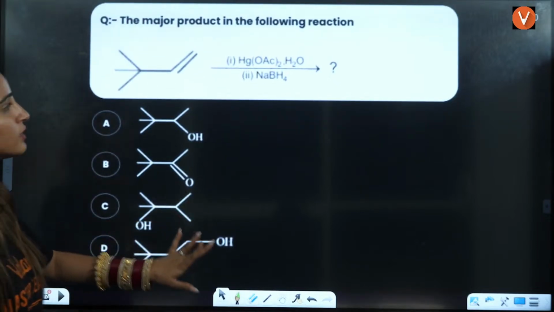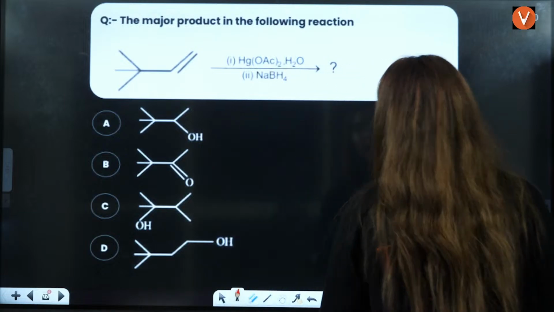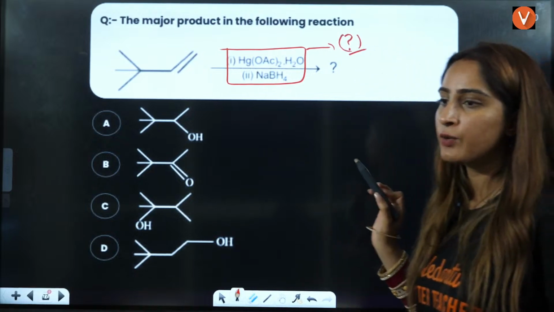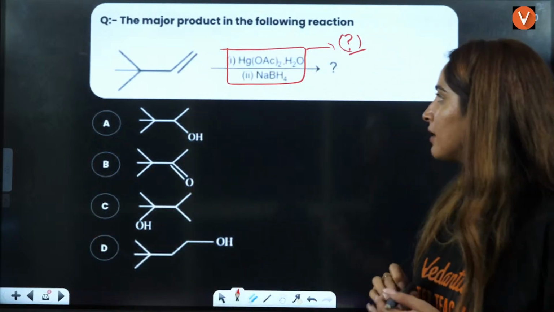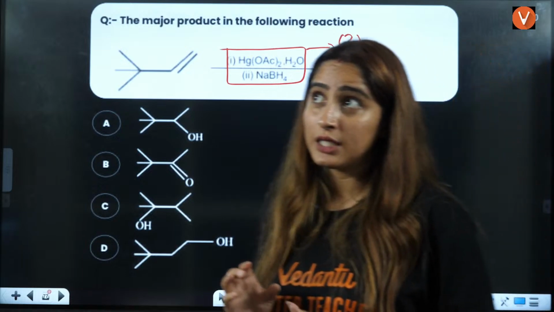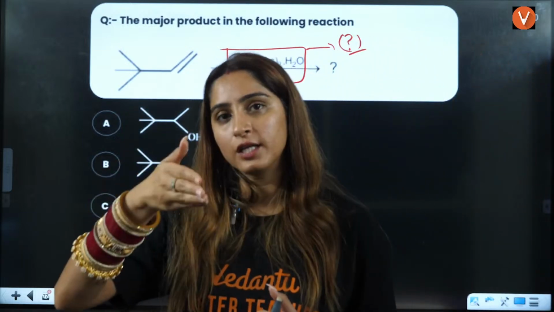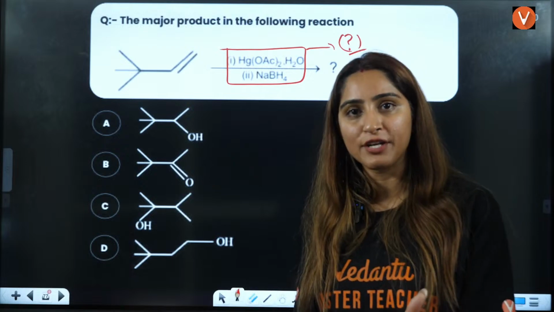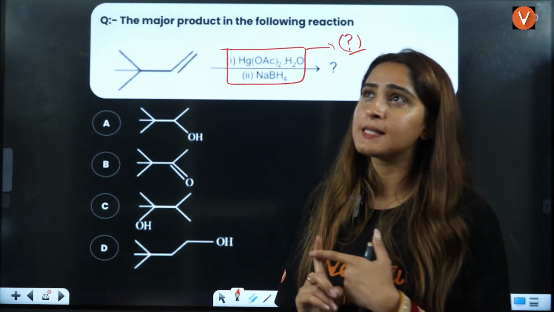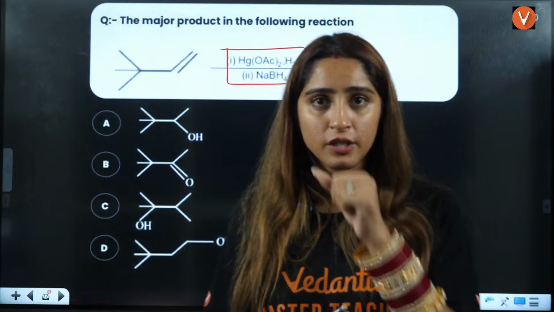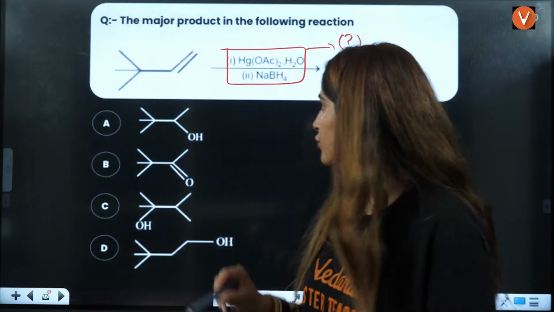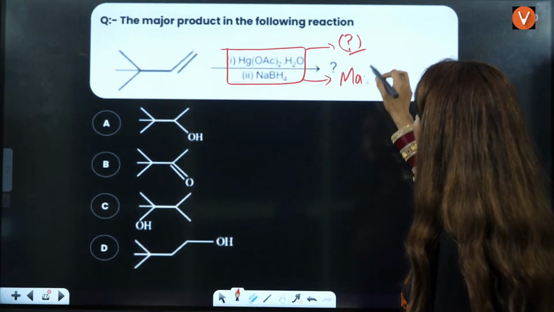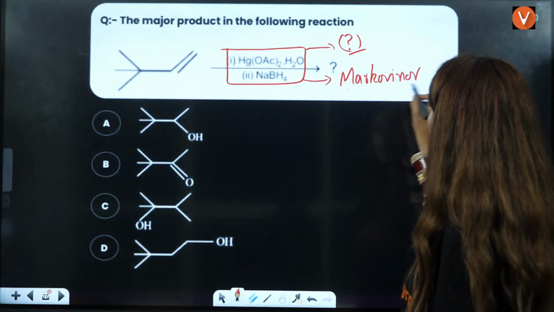Next is the major product in the following reaction. Very simple. Firstly, you have to tell me what is the name of this reaction. Beta, this is a direct question. I'll just give you one hint. When we break the double bond, we add OH and H+. There are 3 things. One is acid catalyzed hydration, where we use a carbocation. Second is hydroboration oxidation, where you use the anti-Markovnikov rule. In this case, you have the Markovnikov rule, okay?